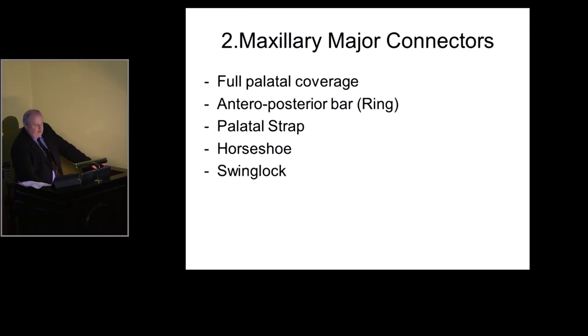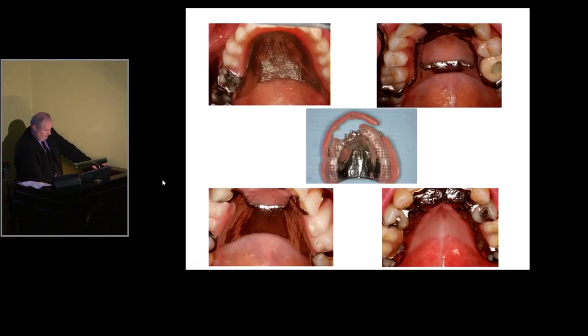Maxillary major connectors, these are the 5 types. Okay? This is what they look like. Full palatal coverage. You do that when you have very few teeth left or when you're going to be losing some more teeth. AP ring, very common design when you might have something like a Kennedy 4 and you want minimal coverage of your palate. This is called a swing lock. Swing lock is utilized when you have just anterior teeth that are very proclined and you won't be able to get clasps on them. You have a little gate that closes around the labial of them.